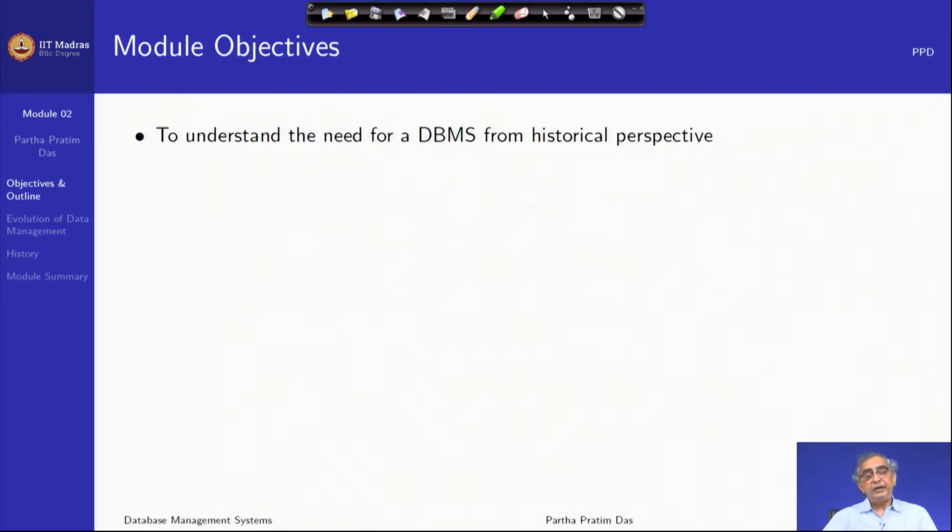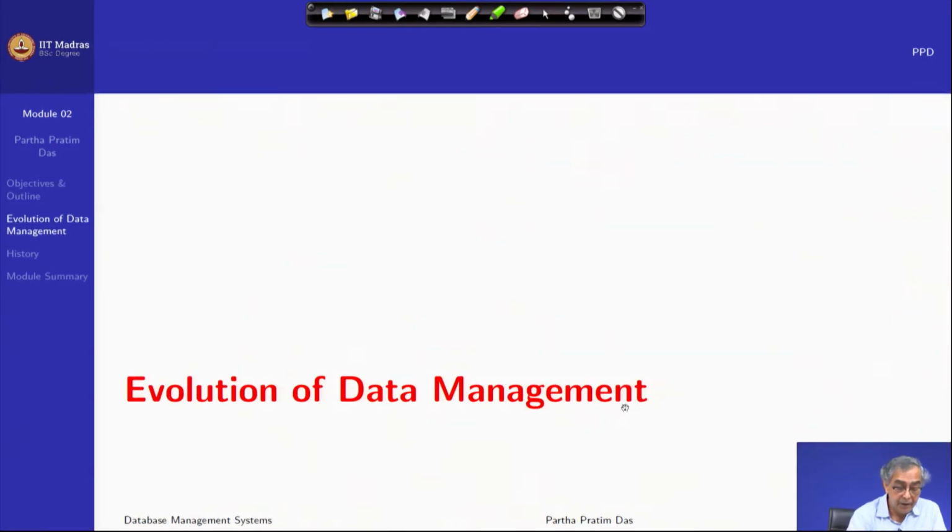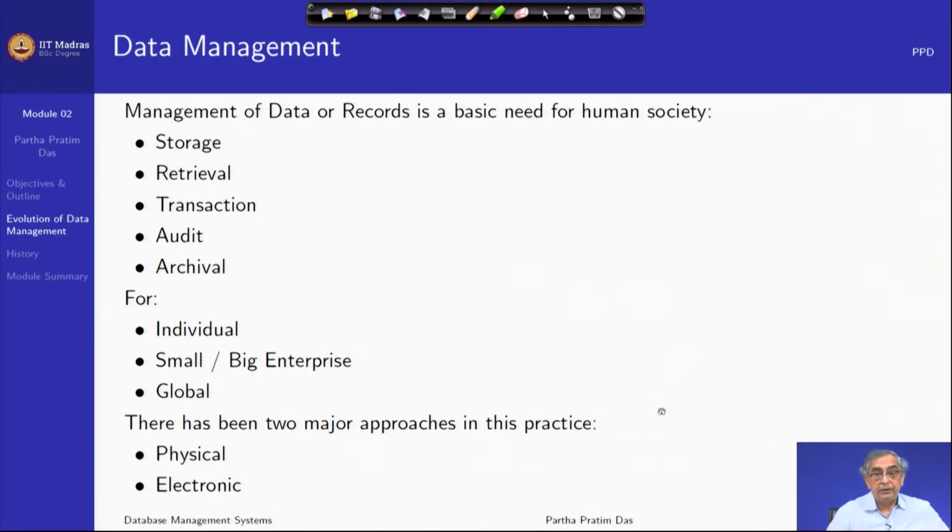So, in this module, we try to take a little historical look at how we have evolved as a civilization in terms of data and records management. And in the next, we will talk specifically about why you need a separate kind of system for solving data related problems. Why can't simple computer programs solve this problem? So, we will talk about the evolution of data management practices and a little bit of history of the DBMSs. So, first, the evolution of data management.